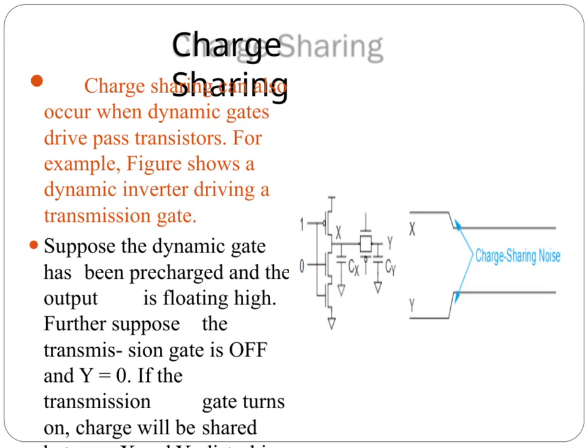Here we're looking at the concept of charge sharing, which is an important phenomenon in dynamic circuits. Charge sharing can happen when dynamic gates drive pass transistors. To illustrate, imagine a dynamic inverter connected to a transmission gate. Initially, the dynamic gate is precharged so that the output node is floating high, meaning it holds a positive charge. At the same time, the transmission gate is off, and the node Y is at 0 volts.